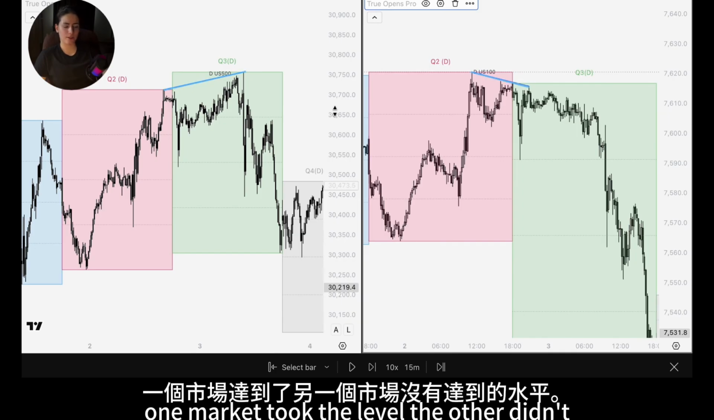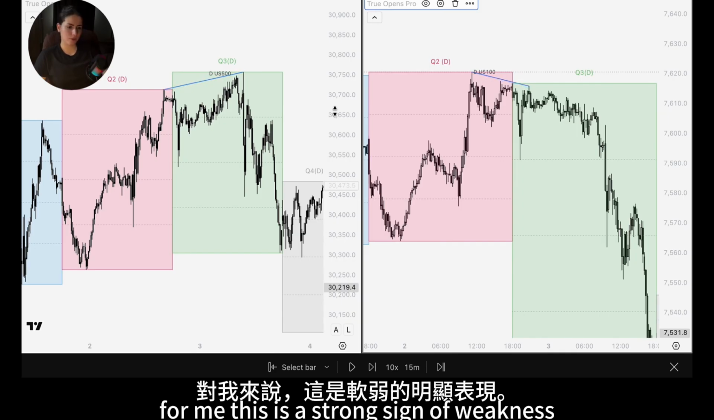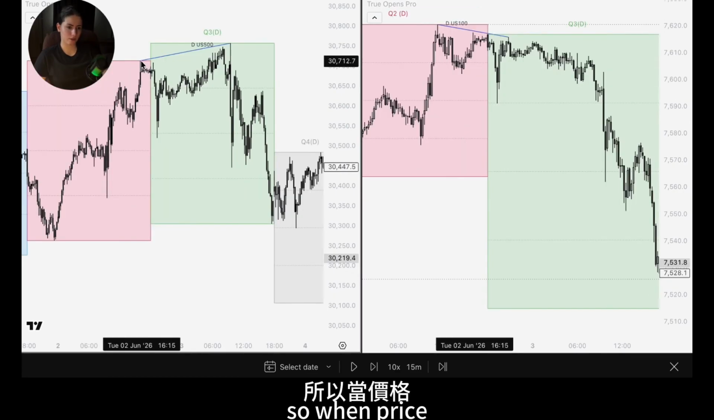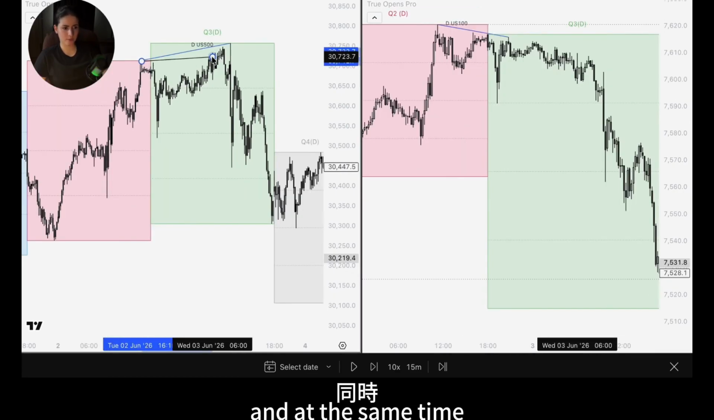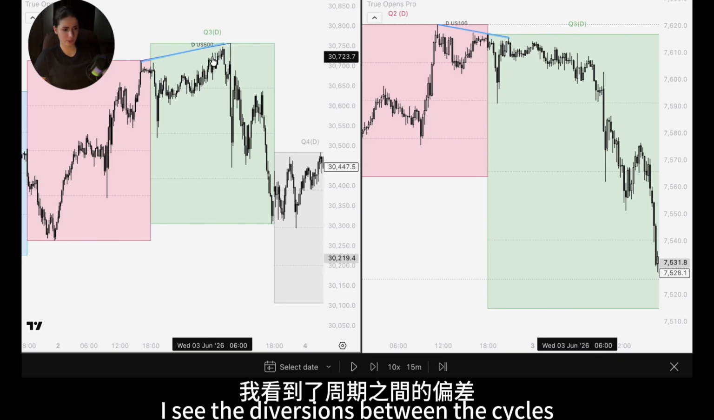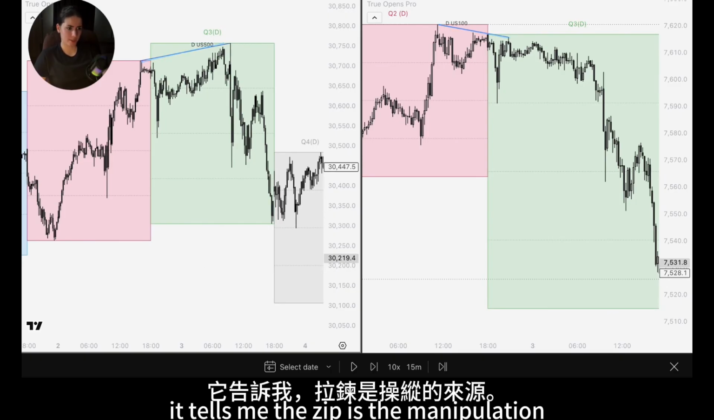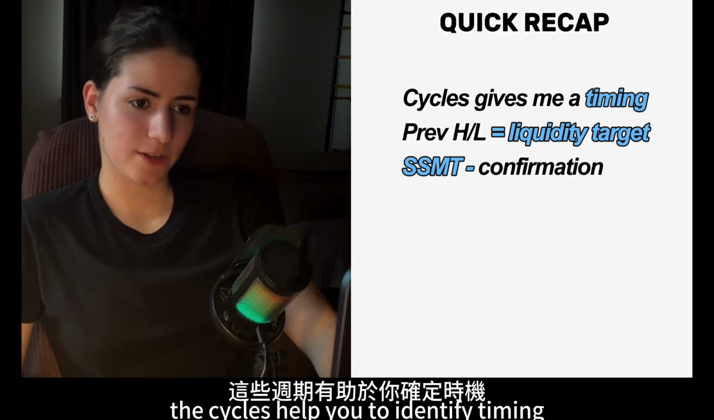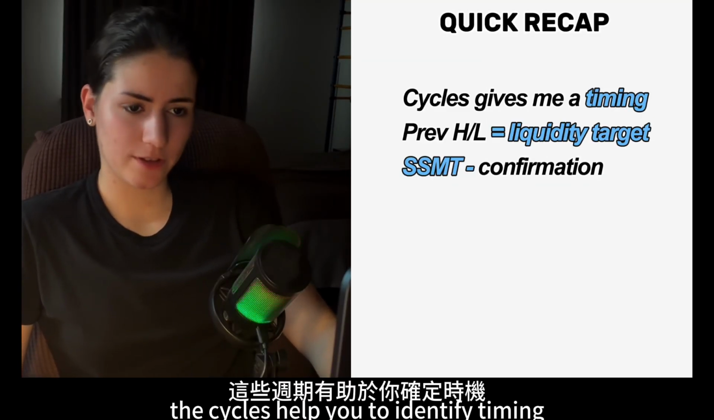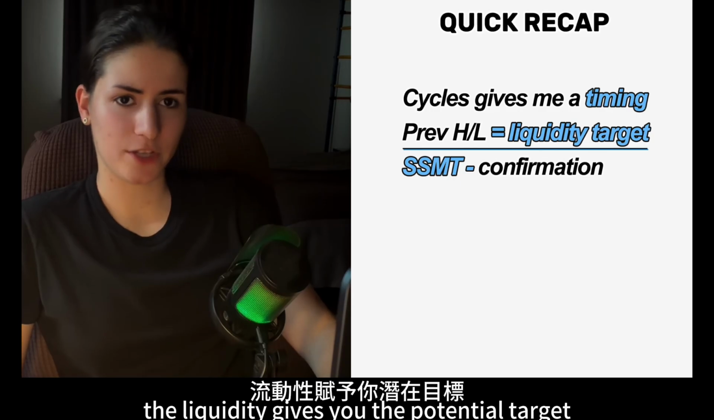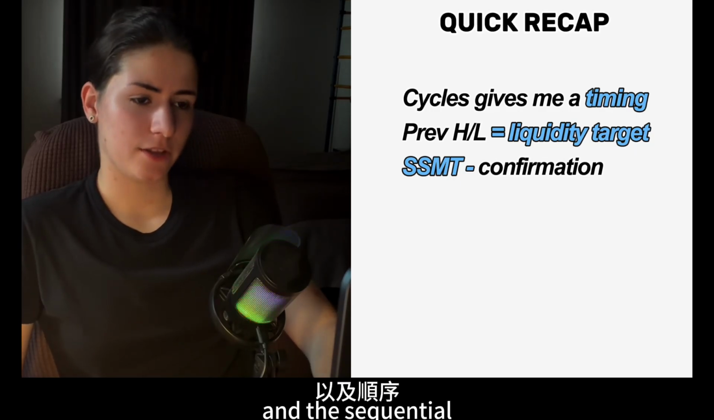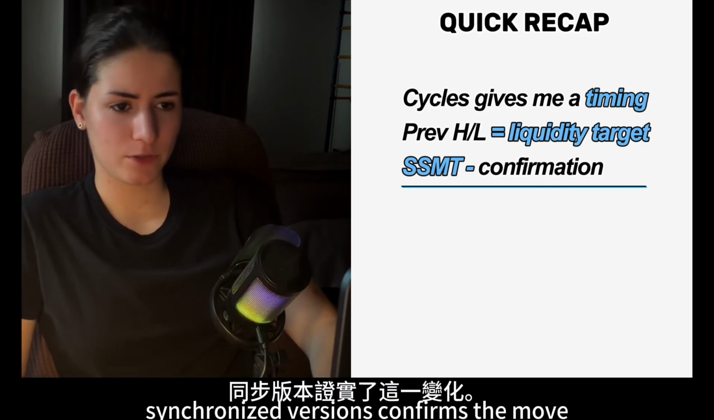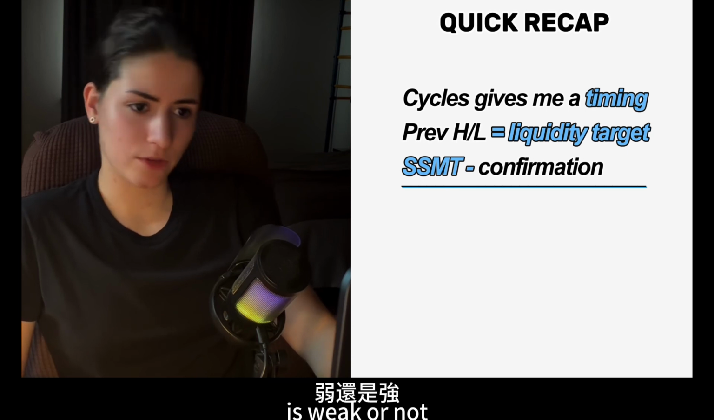One market took the level, the other didn't. For me, this is a strong sign of weakness. So when price sweeps the liquidity and at the same time I see the divergence between the cycles, it tells me the sweep is the manipulation. So in simple terms, the cycles help you identify timing. The liquidity gives you the potential target. And the sequential SMT divergence confirms whether the move is weak or not.